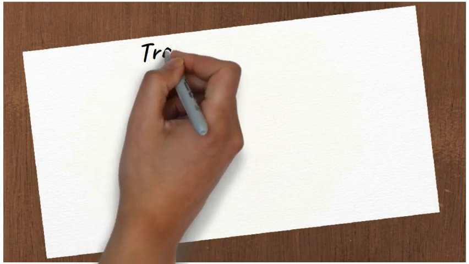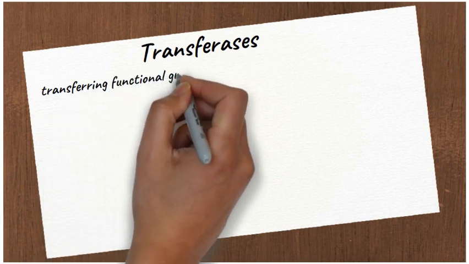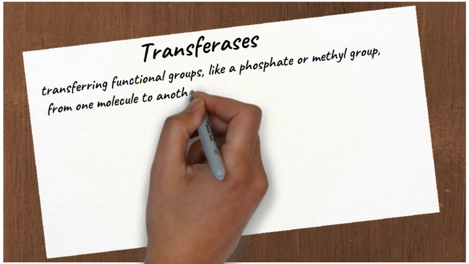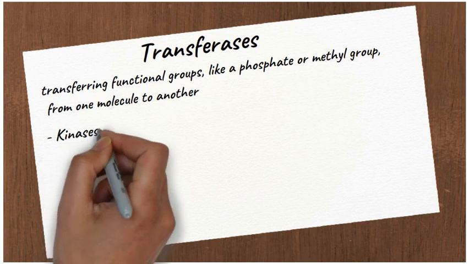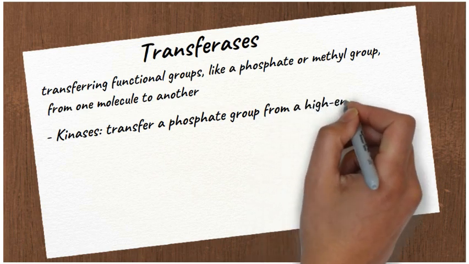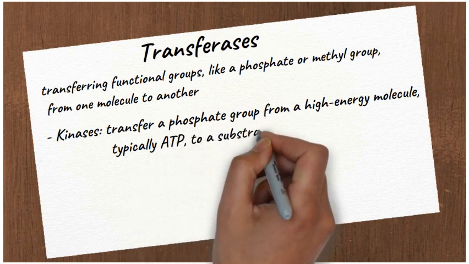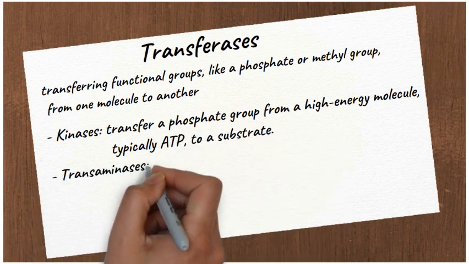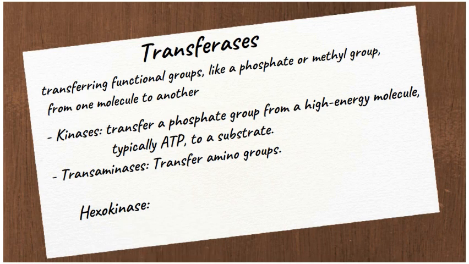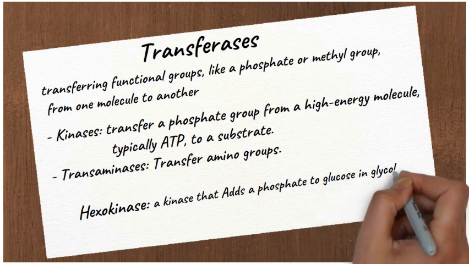Next, transferases. These enzymes are like delivery drivers, transferring functional groups like a phosphate or a methyl group from one molecule to another. We can find enzymes like kinases and transaminases in this group. Kinases transfer a phosphate group from a high energy molecule, typically ATP, to a substrate, and transaminases transfer amino groups. For a specific example, we have hexokinase, and it's a kinase that adds a phosphate to glucose in glycolysis.